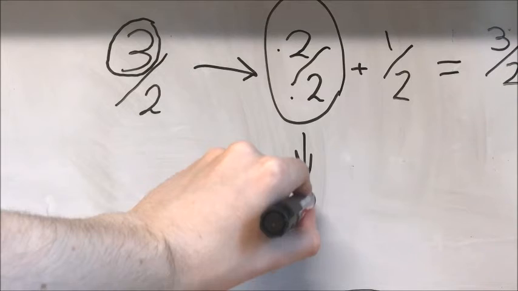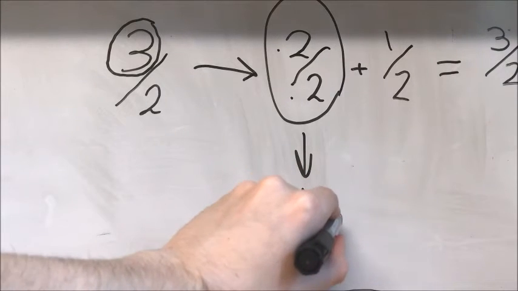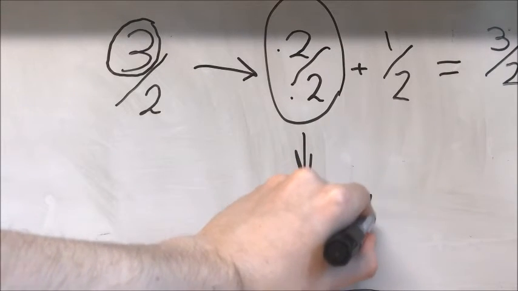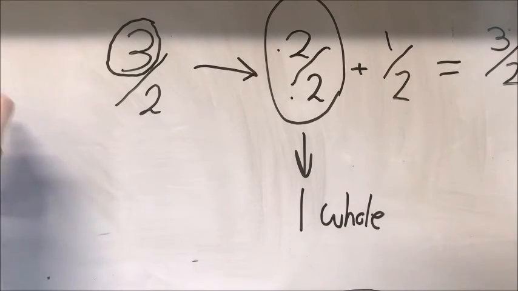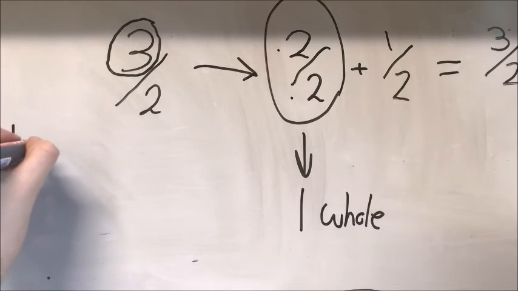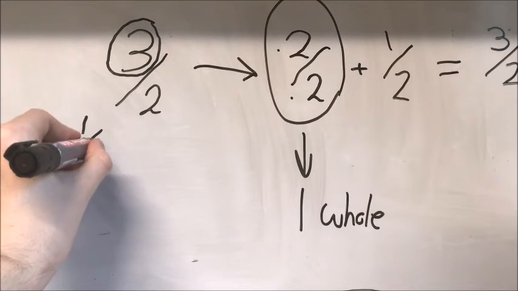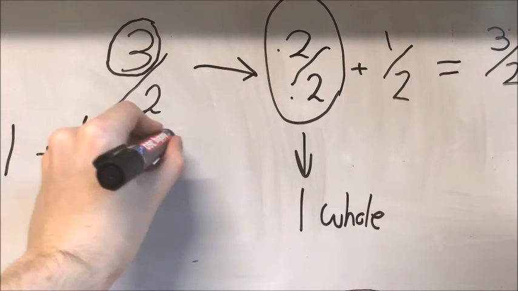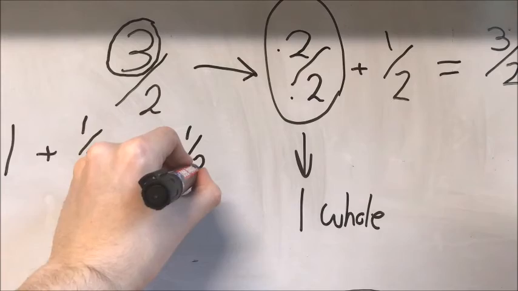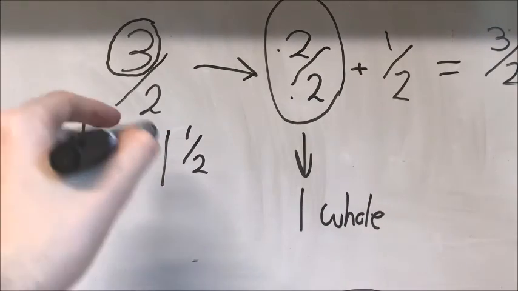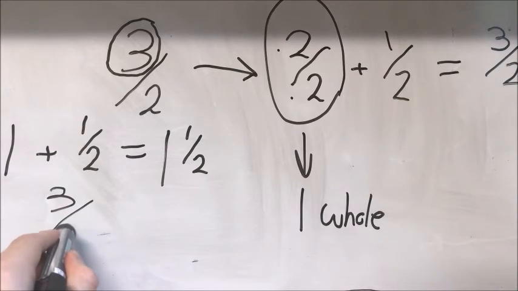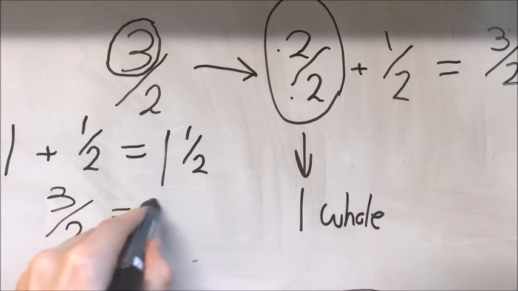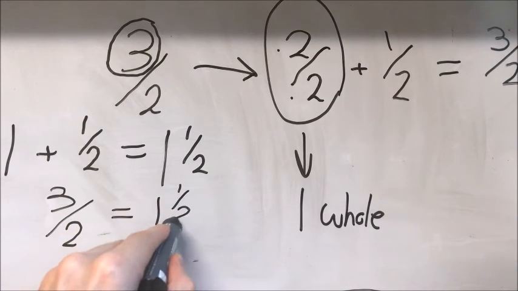So 2 over 2 is also known as 1 whole. So you can rewrite that as just 1. So you've also got 1 plus 1/2. So 1 plus 1/2 is equal to 1.5. So you can just rewrite that top heavy fraction as 1 and 1/2. So 3 over 2 is equal to 1.5.